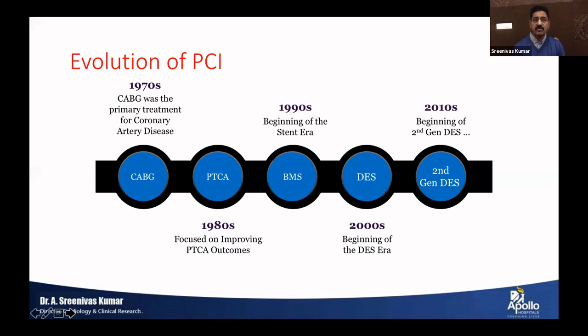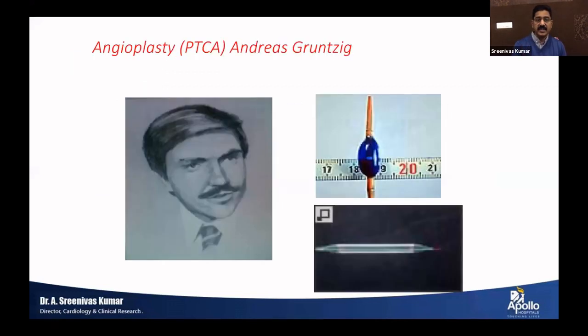As you all know, CABG was there very well before, started from the 70s, and that was the primary treatment for coronary artery disease. In the 80s, then, the great man, 77 actually, Andreas Gruentzig introduced angioplasty, but we had problems. I will take you through how the stent era began in the 90s and the DES era began in the 2000s. That's how I think now we are into the second, third and fourth revolution of stent technology.